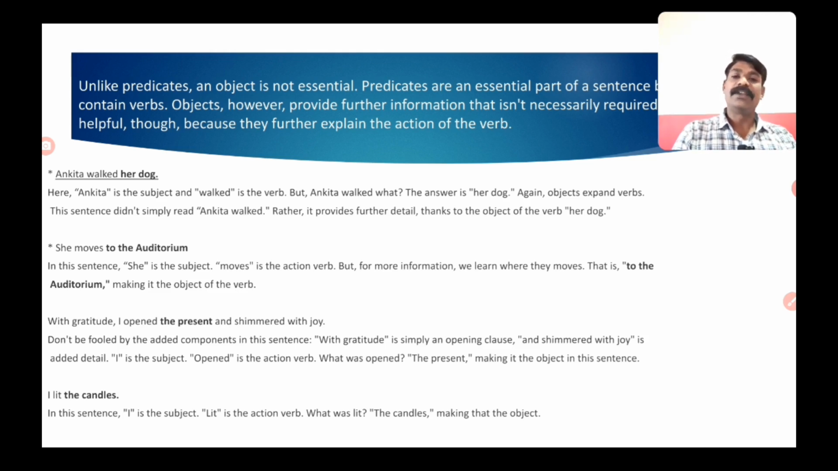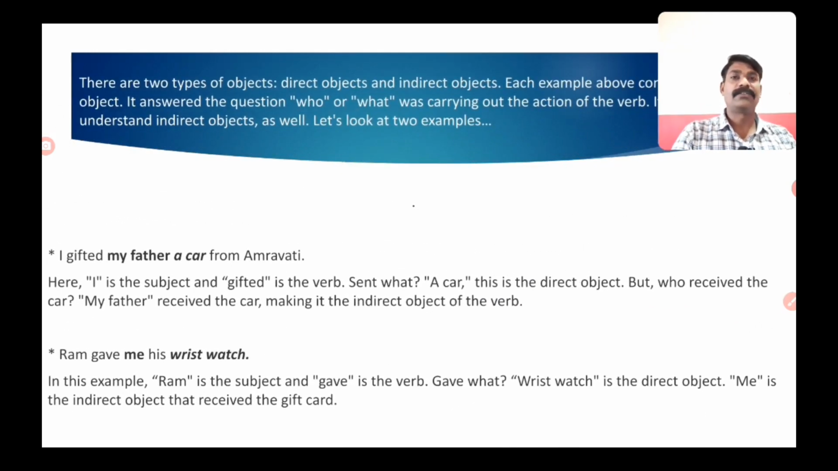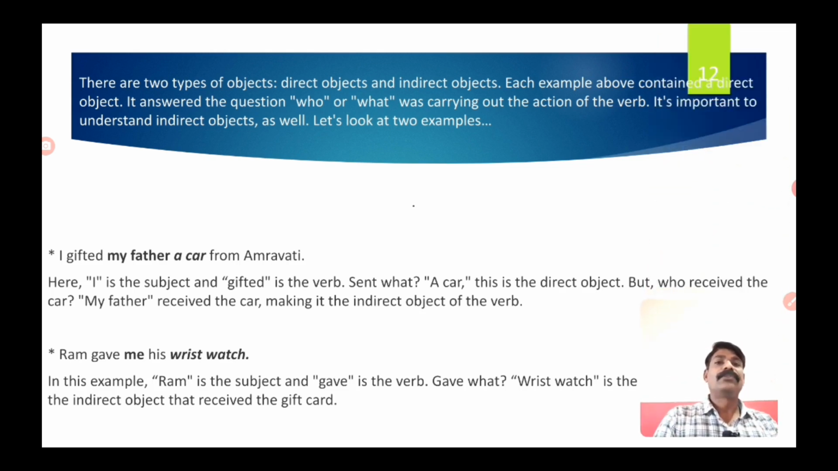In the sentence, I is the subject, lit is the action verb. What was lit? The candle, making that the object. So in a very simple way we can understand where to find the object and what we call the object. How do we recognize that? We all have gone through this in this slide. There are two types of object, direct object and indirect object.